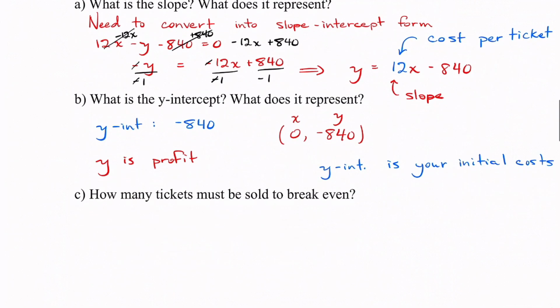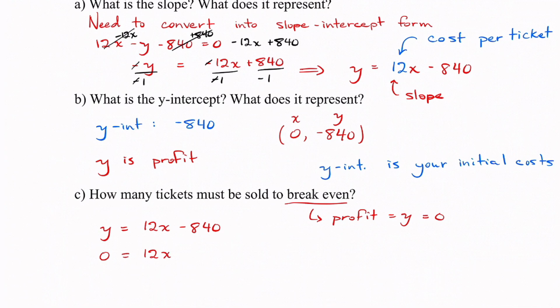So last thing here now, part C, it says how many tickets must be sold to break even. So the words break even, when you break even, that means your profit is going to equal 0. So your profit, which we said was y, is going to equal 0. So in our equation, the y is going to equal 0. So we had y equals 12x minus 840, and now the y is going to change to a 0.